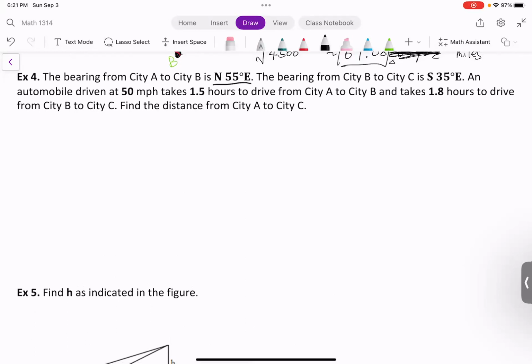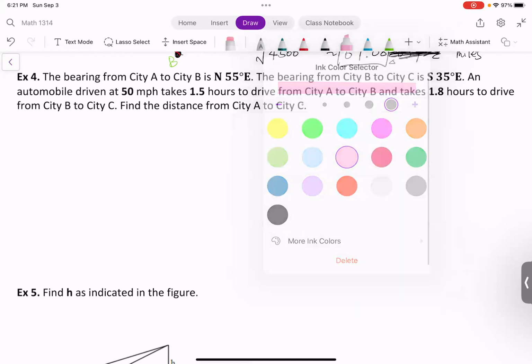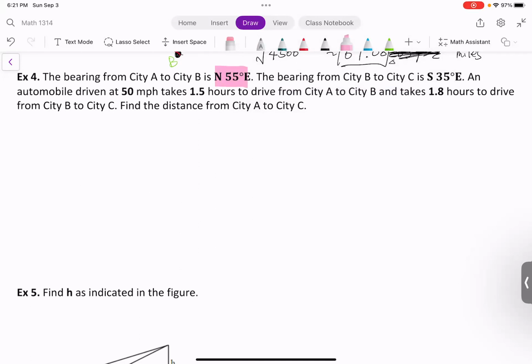It gave you the bearing from city A to city B, and the bearing from city B to city C is the bearing here. An automobile is driven at 50 miles per hour. It takes 1.5 hours to drive from city A to city B, and 1.8 hours to drive from city B to city C. Find the distance from city A to city C.